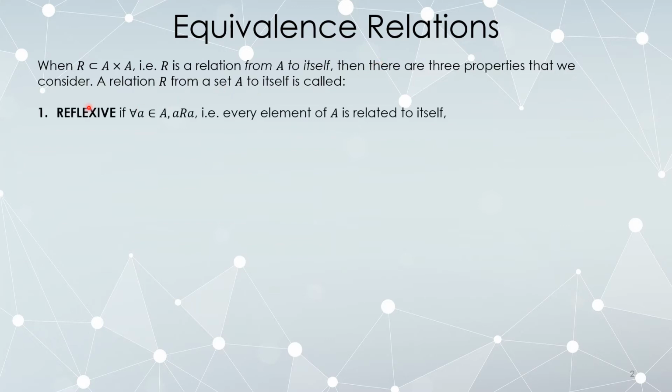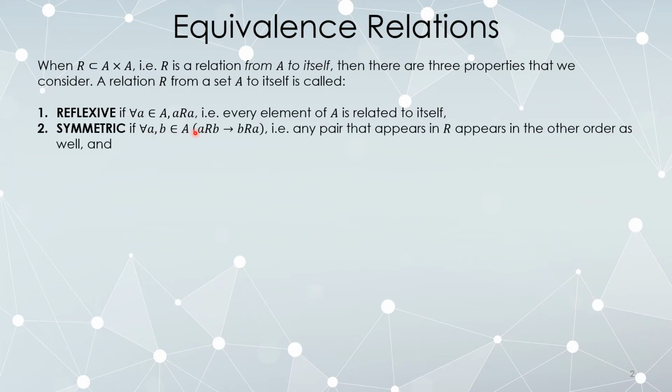The first is called the reflexive property. Everything in the set is related to itself. This might not happen. I could certainly build a product set A cross A, then take a certain subset and not include every single ordered pair of the form (a, a). If I include every ordered pair of the form (a, a), it's called reflexive.